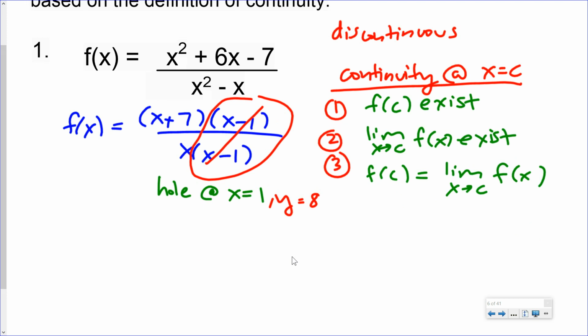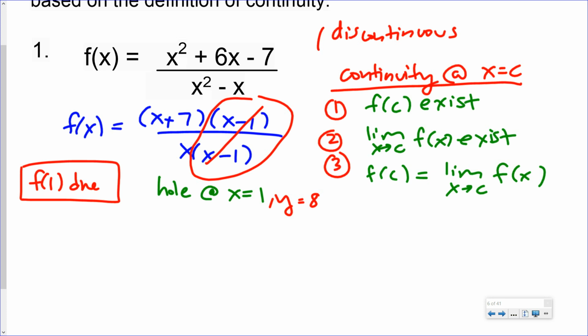All right, guys. If there is a hole, is that a discontinuity? Yes. Which means one of these things, or maybe more, doesn't apply. Which one doesn't apply? f of c doesn't exist, right? So guys, what you would write for this question is you'd write f of 1 does not exist. Make sure you copy that. You would box this in.